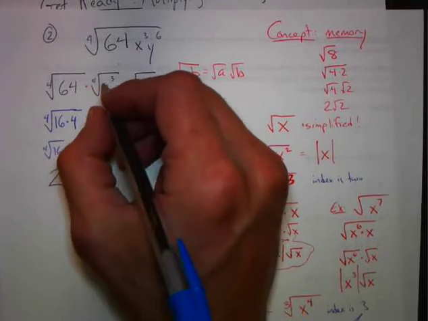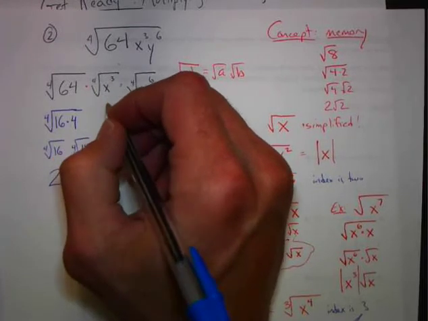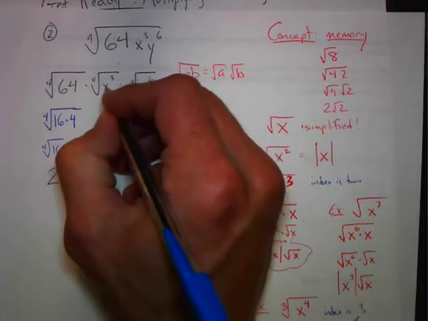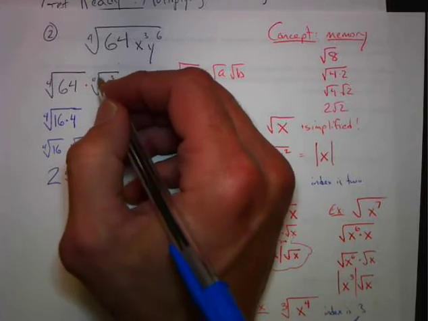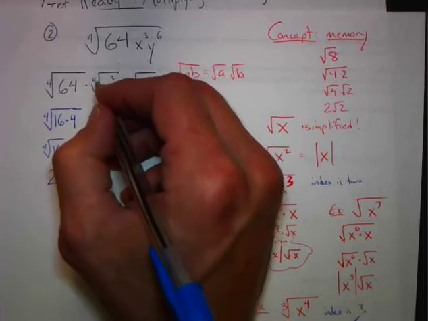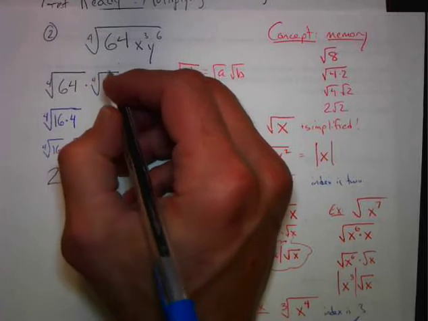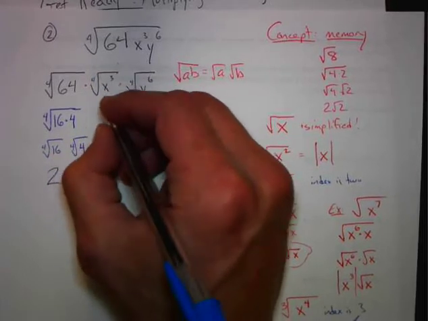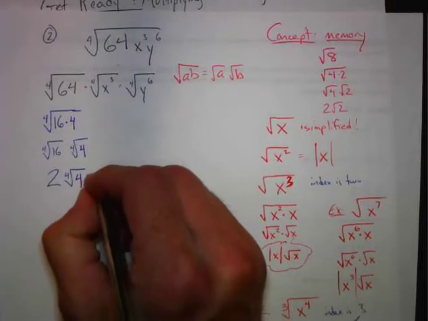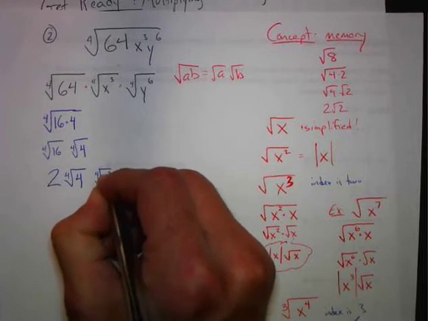Now on to the next thing. We have the fourth root of x to the third power. Is there any way we can split up x to the third power to get something where we could take the fourth root of it? And no, we can't. This is as done as it can be. So that's actually still the fourth root of x to the third.